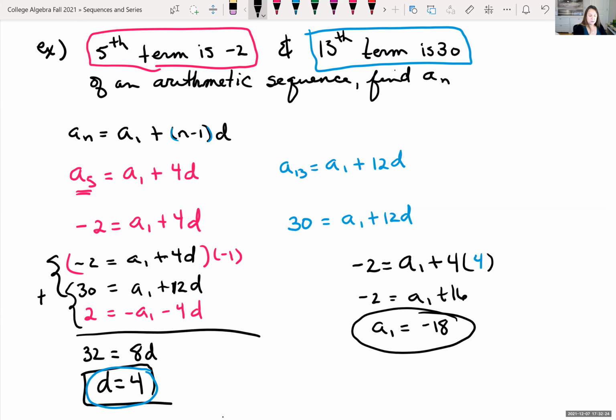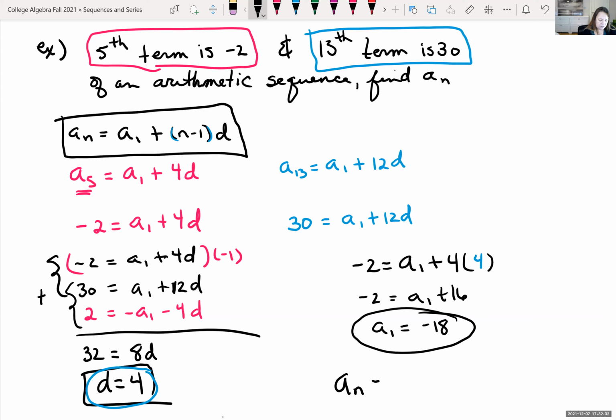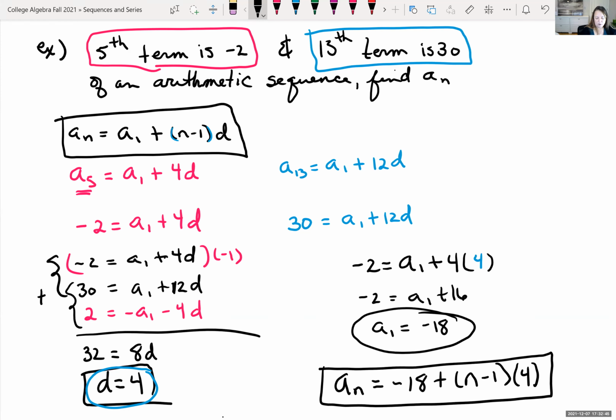So knowing what a1 is and what d is, we know now what the nth term of our sequence is. So an is equal to the first term, -18, plus n minus 1 times d, which is 4. I'm okay with you leaving it like that, but you could distribute that 4 and combine like terms. To save time, we're not going to do that right now.